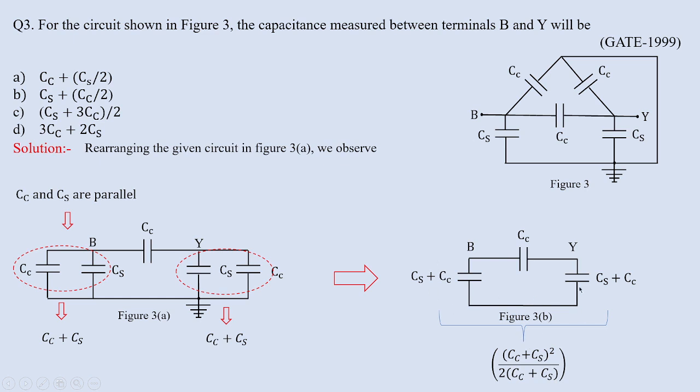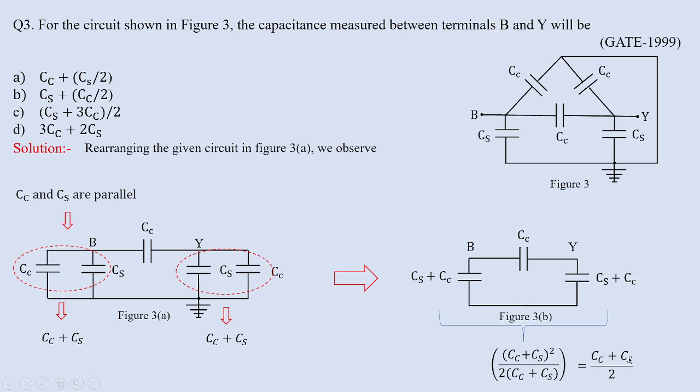This is simply quite opposite to the resistor calculations. Resistors in parallel will be equivalent to RA RB by RA plus RB. Now we have capacitance, which is quite opposite to the resistor and inductor concept. So for capacitors in series, the formula is equivalent to C1 C2 divided by C1 plus C2. Here we are taking C1 as CS plus CC, and C2 also as CS plus CC. So this value will give you the final answer as (CC plus CS) by 2.